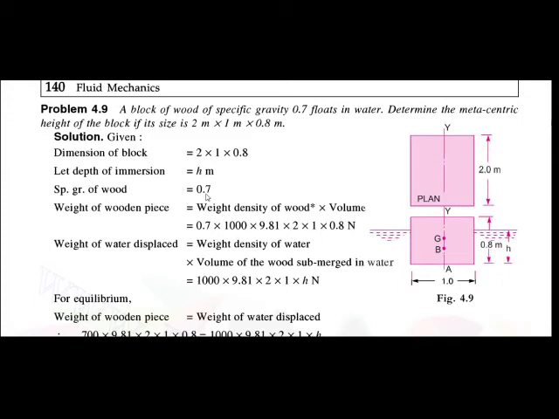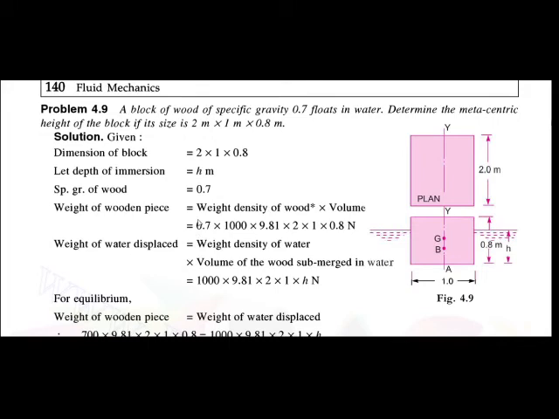So first we have to calculate the weight of the wooden piece. Weight of the wooden piece is equal to weight density of the wood into the volume. Weight density of wood is equal to 0.7 into the density of water into g, that is W is equal to rho g. Rho is here 0.7 into 1000, g is 9.81, into the volume. Volume is 2 into 1 into 0.8. So this is the value of weight of the wooden piece.